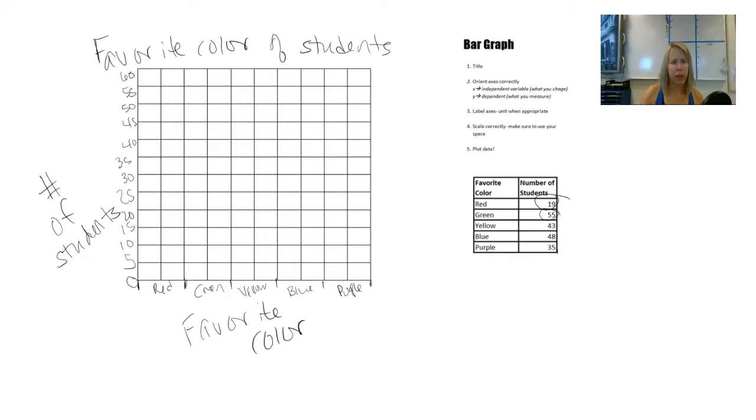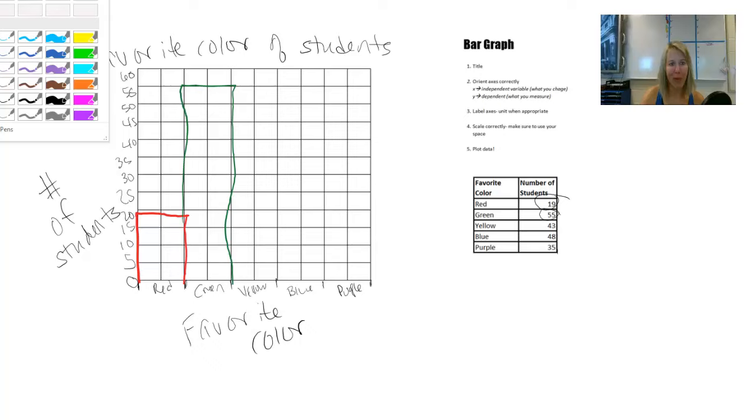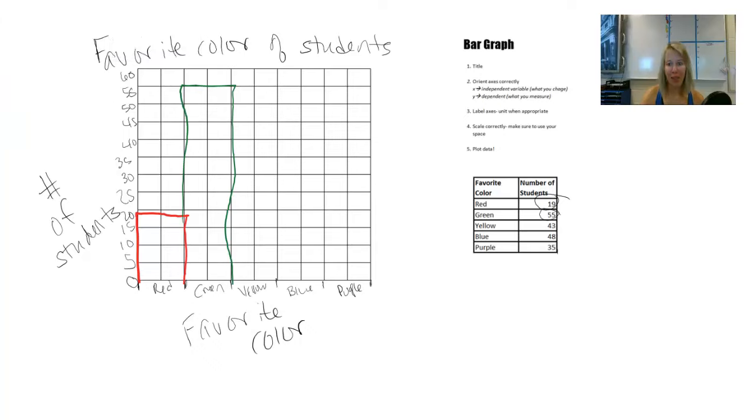So I'm going to actually switch my color here. Hopefully this cooperates. So how many students like red? Well, I know that there's 19 students, so I'm going to go up to 19 there and make my bar. How many students like green? I have 55 students, so green is pretty popular. Go all the way up, and again, ideal to use a straight edge, not as cooperative as you can see on my computer. How many students like yellow?